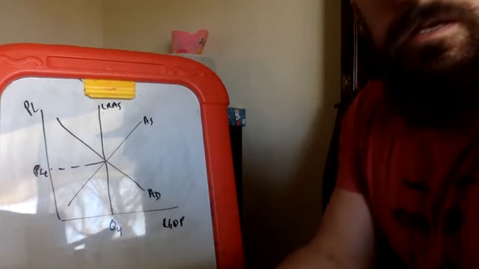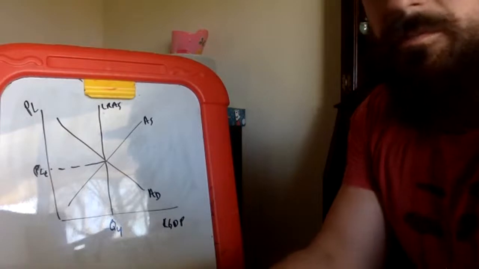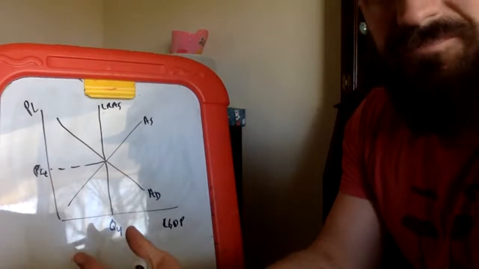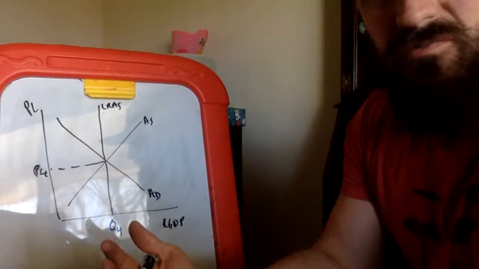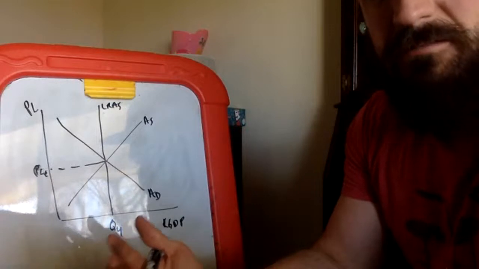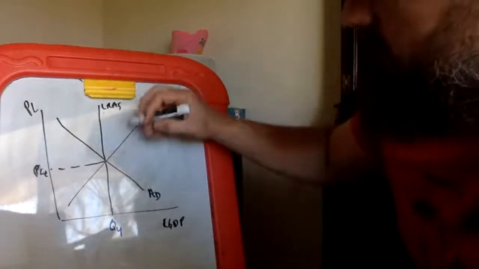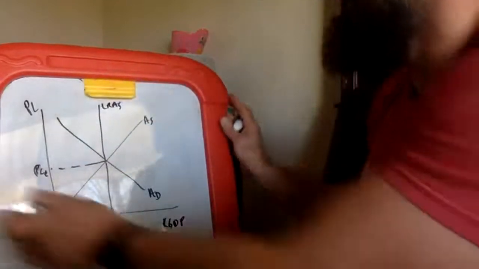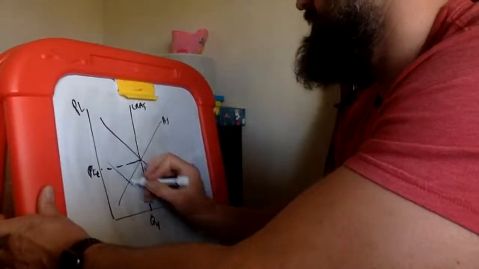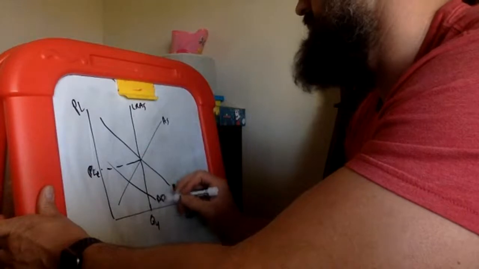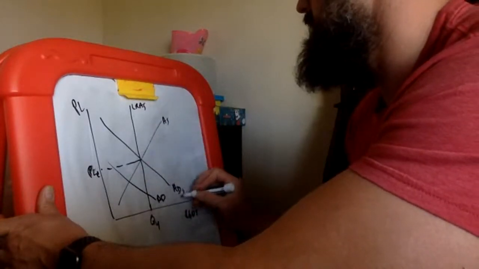So remember that for aggregate demand, the shifter would be consumer spending. That's a decrease in consumer spending. So with a decrease in consumer spending, we're going to see the aggregate demand curve shift to the left, right?